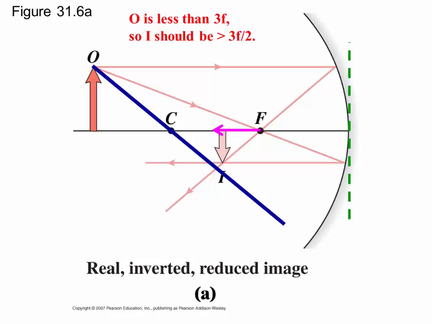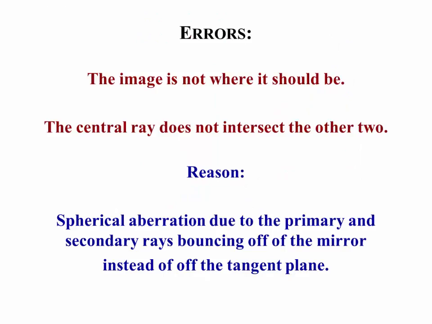The object is a little bit less than 3 times the focal length, so the image should actually be a little bit past 3/2 of the focal length, and it's not. 3/2 of the focal point is at the end of that little pink arrow you see in the picture, and you can see the image is actually inside of it instead of outside of it as it should be. So the image is not where it should be, and the central ray does not intersect the other two rays. And the reason is the spherical aberration due to using the mirror rather than the tangent plane.